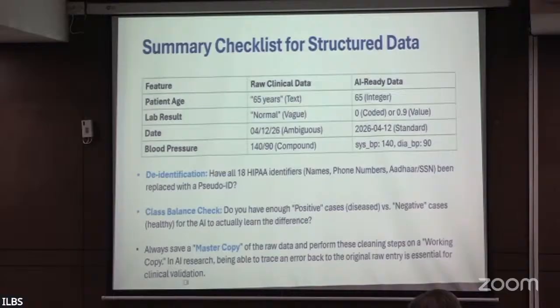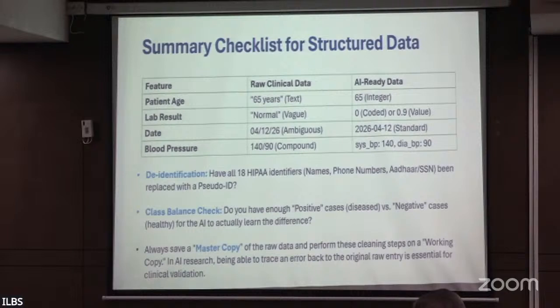So this is a summary. Patient age 65 years. If you are putting years with 65, it will not be a number. It will be text data. So please write only 65. Don't write Y or years. Years will be at the top in the column heading.